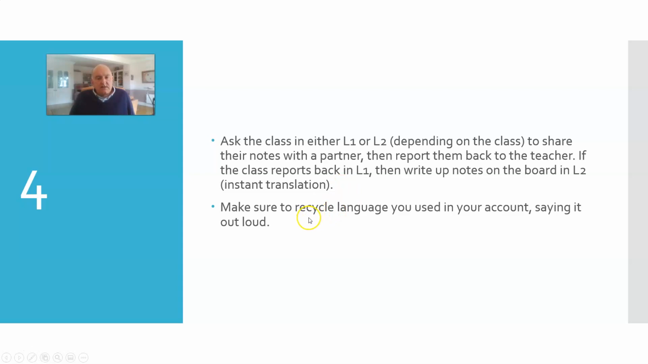So you're now scaffolding the task again. So key thing there, I think, is to recycle the language that you used in the original account and make sure that you say it out loud so they can see it. And you could easily get them to repeat some stuff out loud as well.